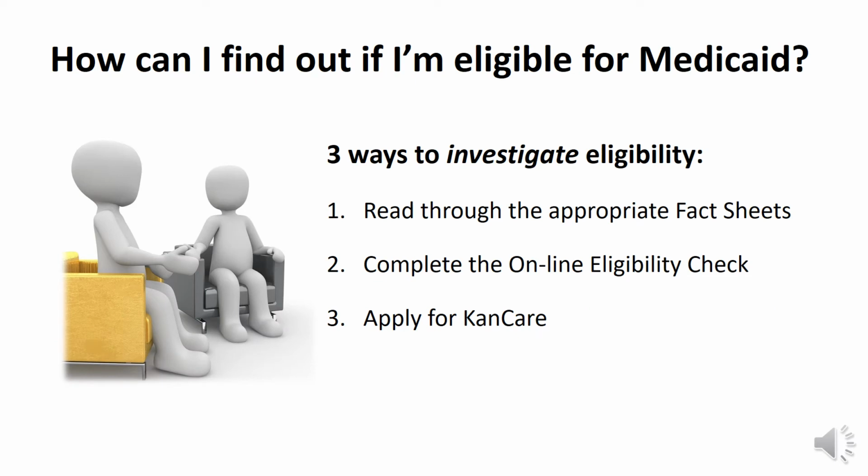How can I find out if I'm eligible for Medicaid? Well, there are 3 ways to investigate eligibility. You can read through the appropriate fact sheets, and we will go through those. You can complete the online eligibility check, and I'll show you that. And you can apply for KanCare, and that's what we recommend. The KanCare Ombudsman Office does not determine if an individual or family is eligible or not for KanCare services, but we do help people investigate that eligibility, and we're going to teach you how.